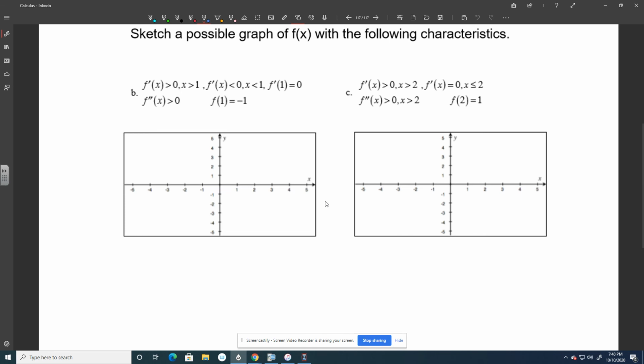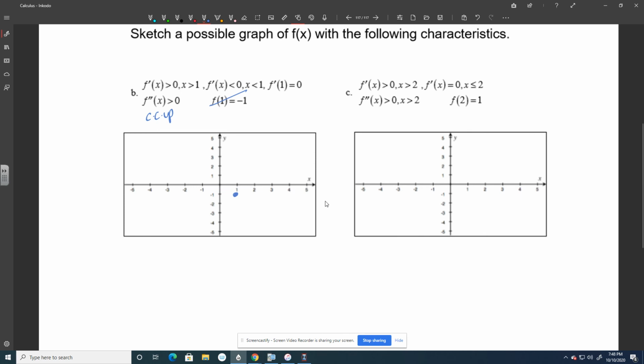So they tell me that f of 1 is negative 1. So I know that at 1, I've got a point negative 1. Okay. I'm kind of working backwards. It tells me that my second derivative is greater than 0. And it looks like that is implying everywhere. So that means if I'm greater than 0, I'm concave up always. It tells me that my derivative at 1 is 0.